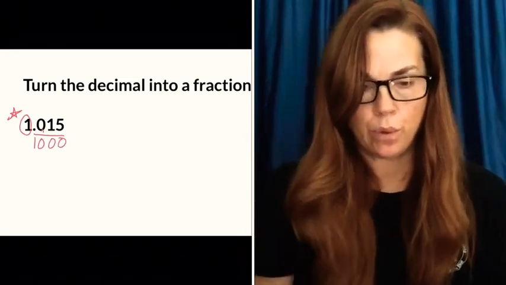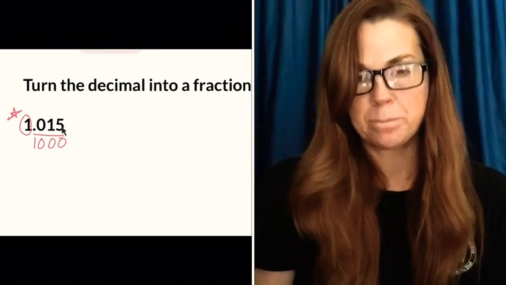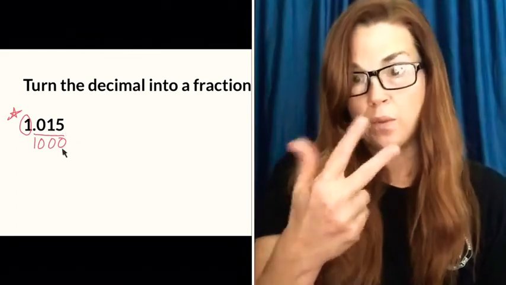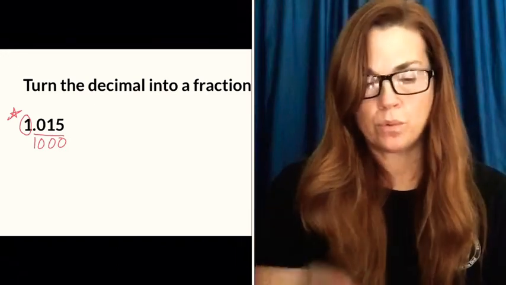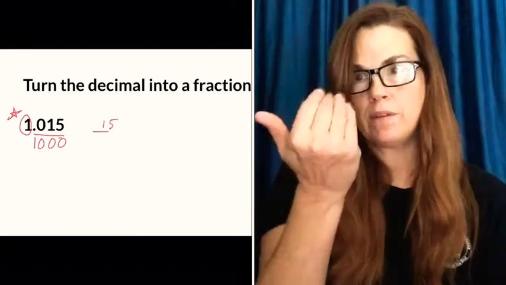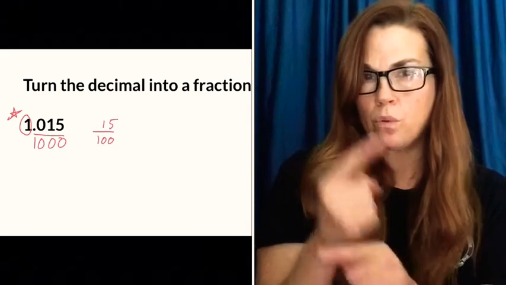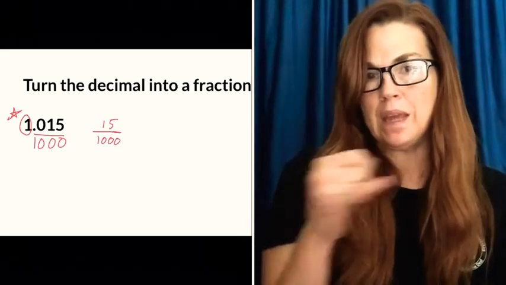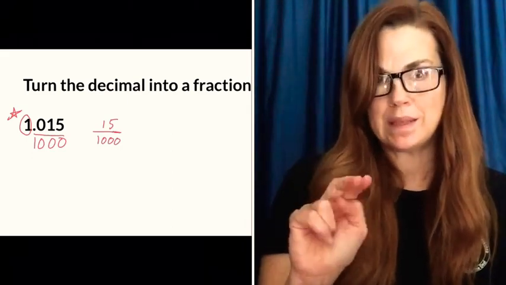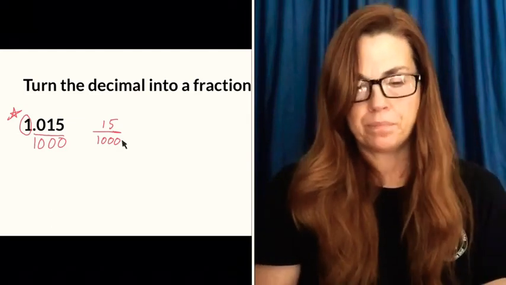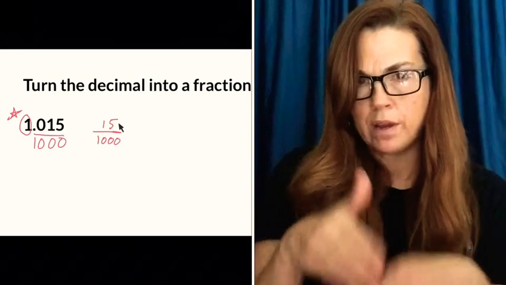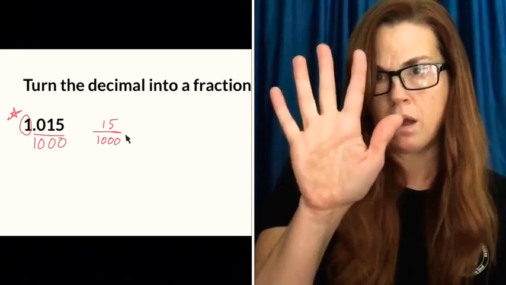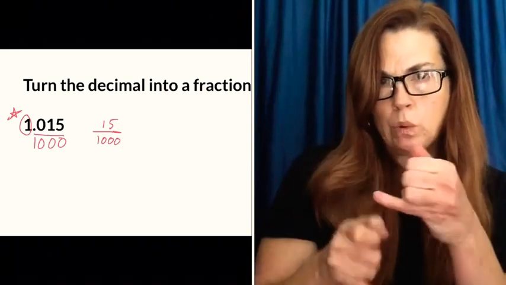1, 2, 3 digits after my decimal, so I need 3 zeros after my 1. Alright, so I have 15 over 1,000. So the proper way to say this decimal is 15 thousandths. Now what can I divide 15 and 1,000 by and still give me a whole number? Since it ends in a 5 and a 0, I can divide both of them by 5.